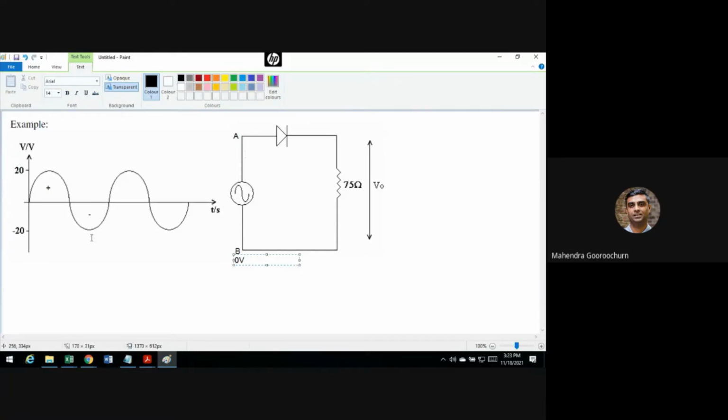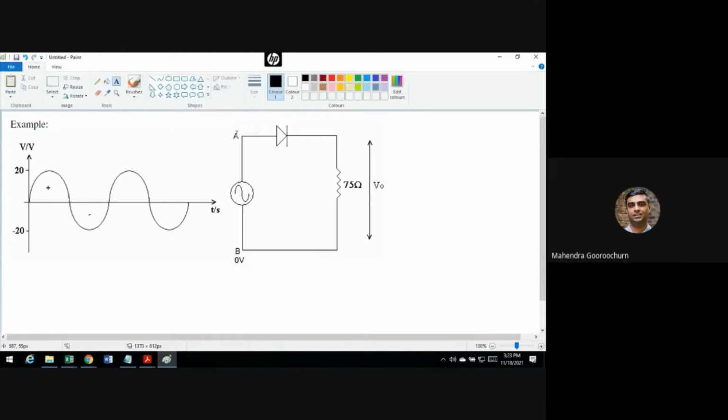For example, if you take any point on this positive half cycle, let's say this is plus 10, this is going to be 0, and A will be plus 10. So you have 10 volts across it. If you are at 20, this is still 0, and this is going to be at plus 20, and so on. So during the positive half cycle, your point A would be at a positive polarity, positive potential.